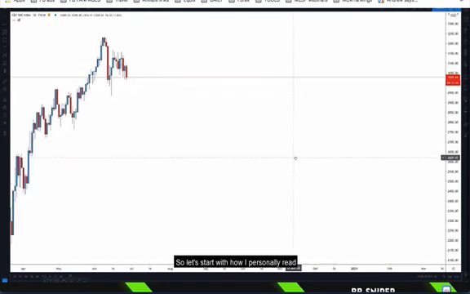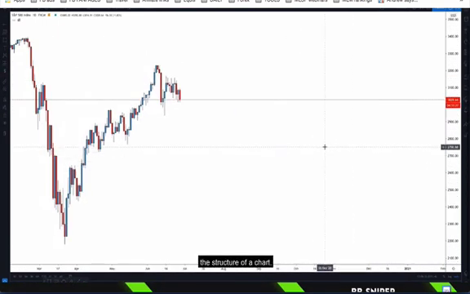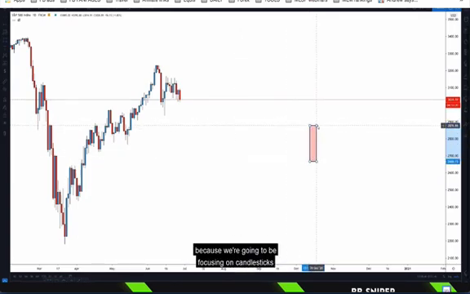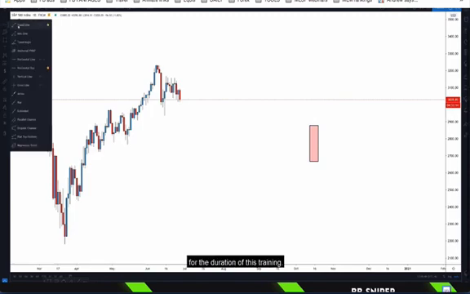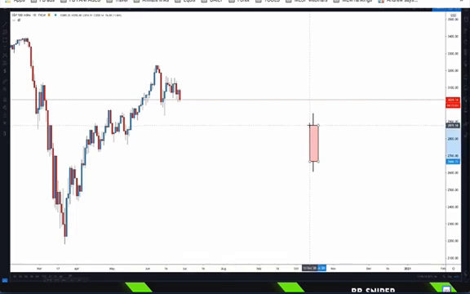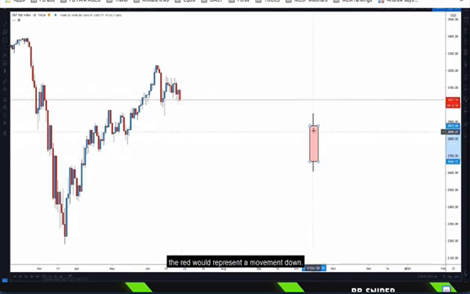So let's start with how I personally read the structure of a chart. And in order to do that, I need to give you a visual because we're going to be focusing on candlesticks for the duration of this training. So as you can see, I've just drawn a nice red candlestick. If we were looking at the actual chart, the red would represent a movement down.